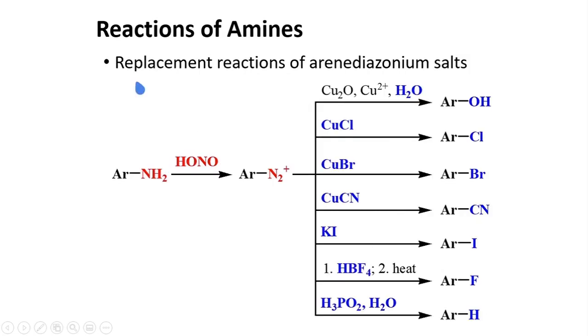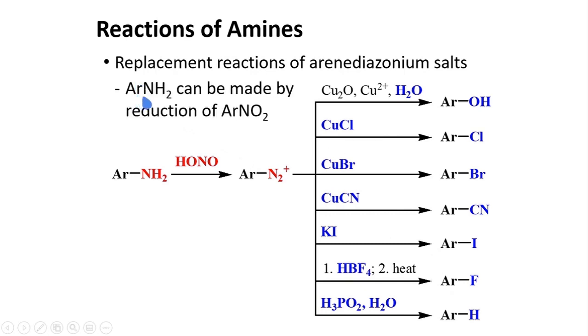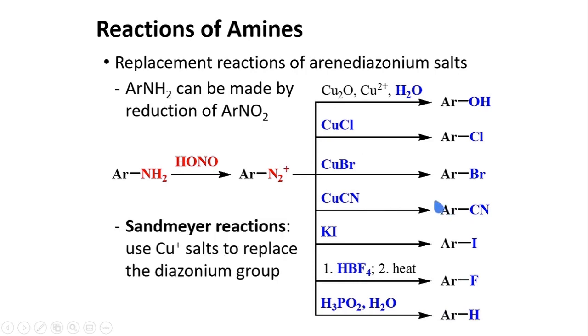Arene diazonium salts are used in replacement reactions. You can start from arylamines and react it with nitrous acid to form your arene diazonium salt. The arene diazonium salt can react with a variety of compounds to form new substitution products. You will notice that here copper is often involved, and these reactions are called Sandmeyer reactions. Sandmeyer reactions use copper(I) salts to replace the diazonium group.